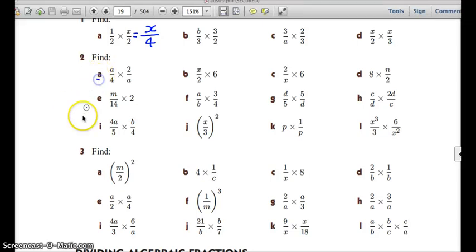Okay, so we're looking at 2a here. The first thing to do, Sean, would be in 2a, just looking at 2a.